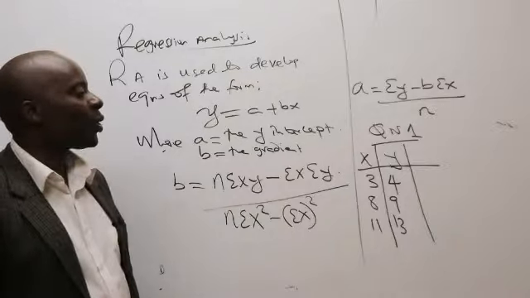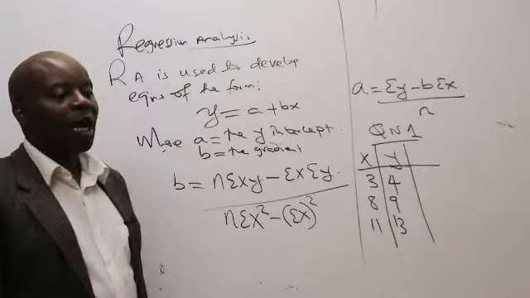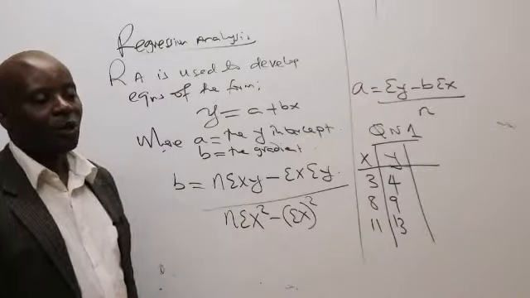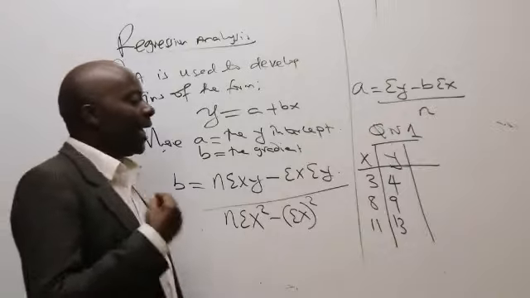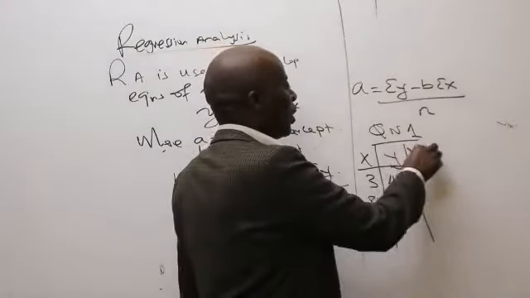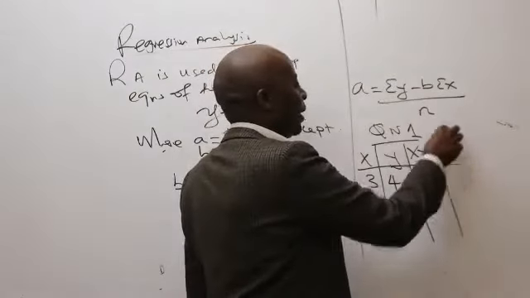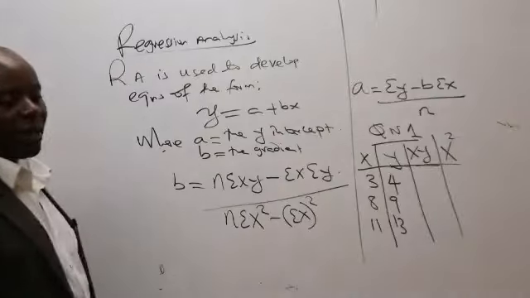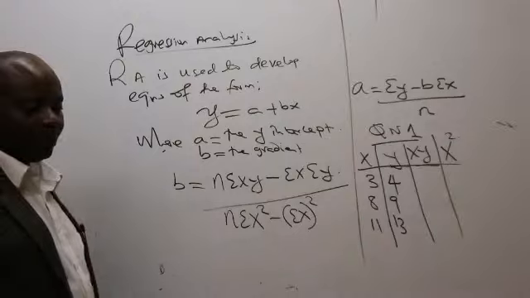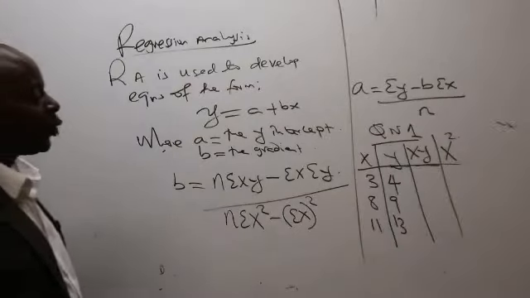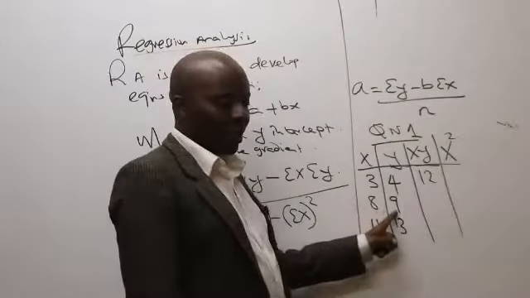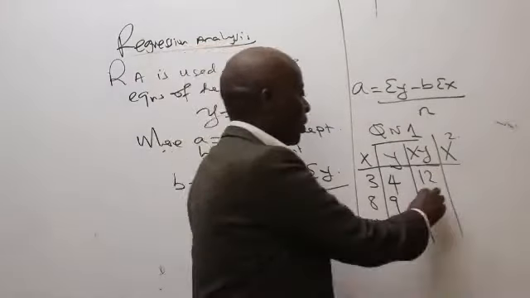So if you want us to give you a regression equation out of such data, I must introduce 2 new columns. Which new columns will be aiding this process of regression? I'll need the column xy and the column x squared. So xy means that I'm multiplying the 2 columns. So 3 times 4 gives me 12. How about 8 times 9? 8 times 9 gives me 72.